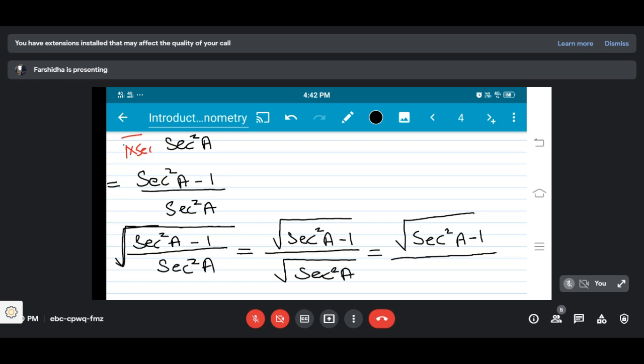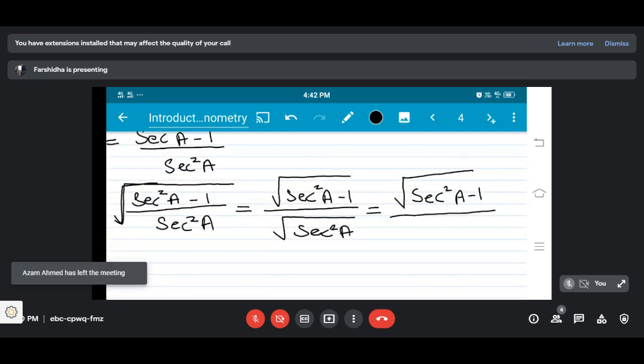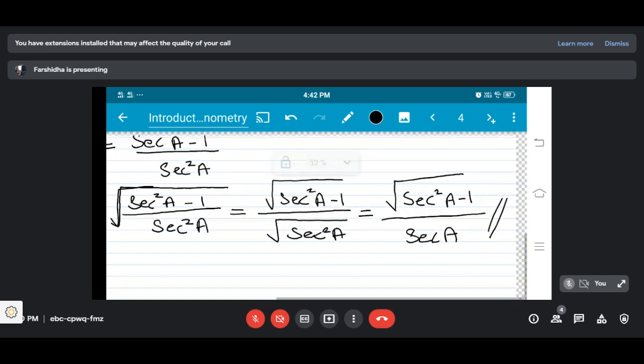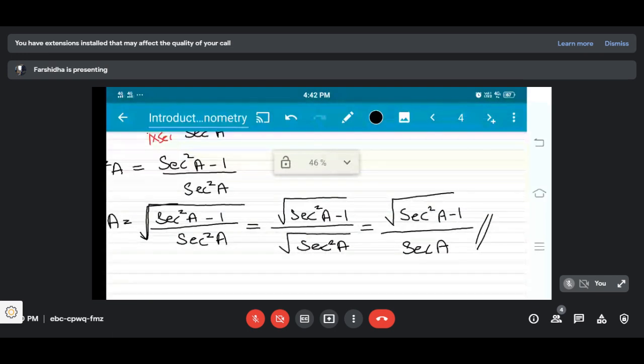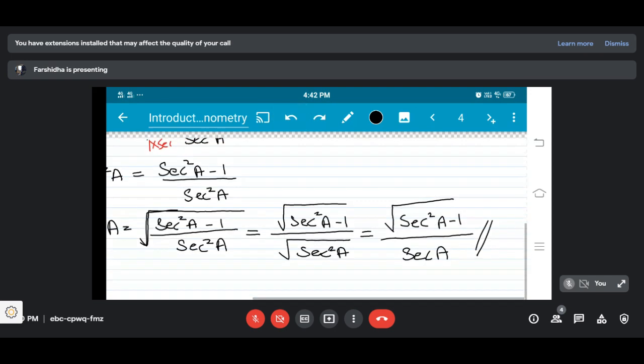I told you when you are getting root and square together, remove everything. It will be just sec A. Root and square together, so its answer will be sec A. This is the answer, sine. Sine we have represented in terms of sec. See the numerator sec, denominator also sec. So copy this.